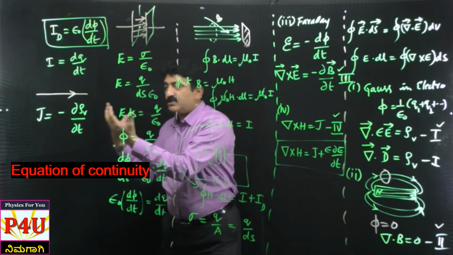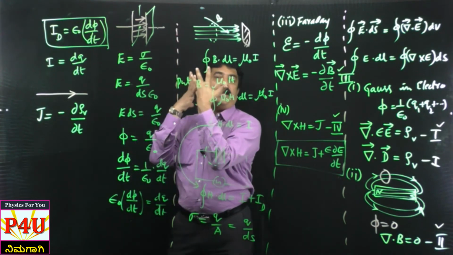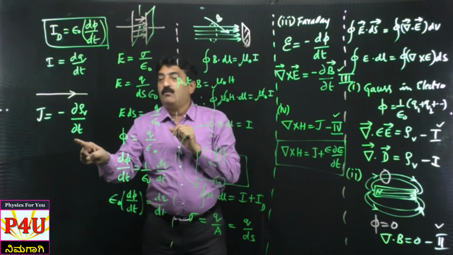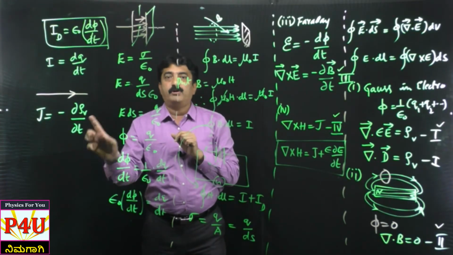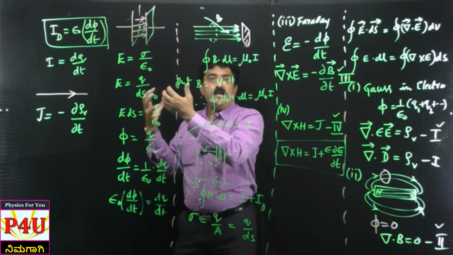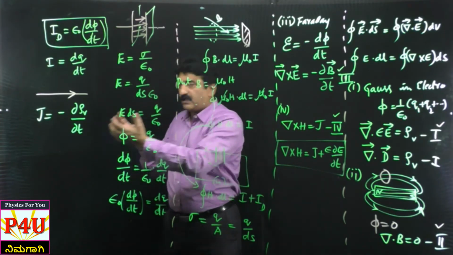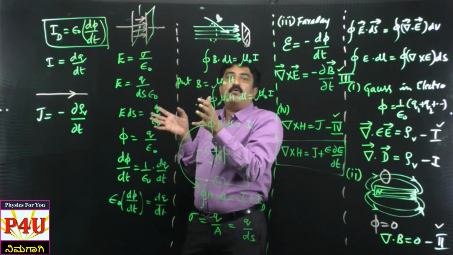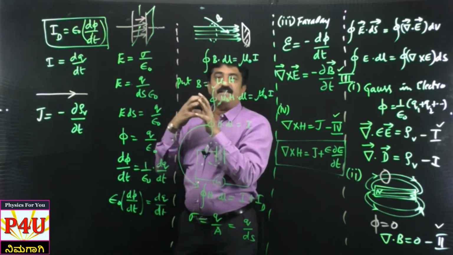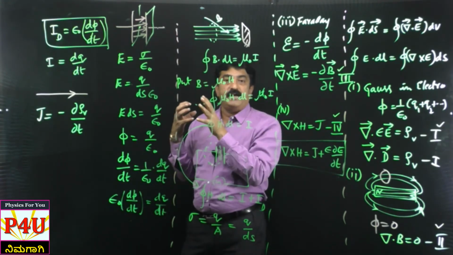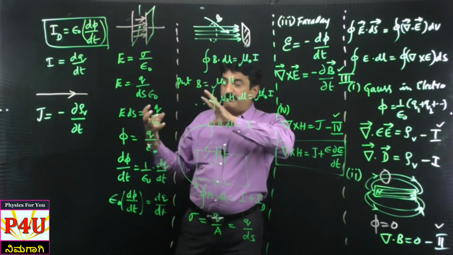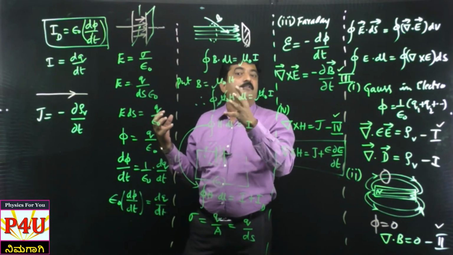Okay, suppose more charge is coming from the volume. That means the change in the volume charge density per time. More charges are coming, like water is coming out from a pipe. So how much water is coming, that I am measuring. If more water is coming out, I can measure more here. Less water is coming, I measure less here. So whatever the change occurs, my measurement also correspondingly will change.